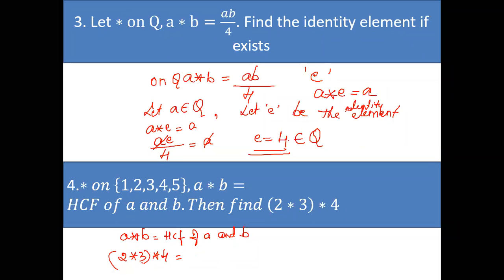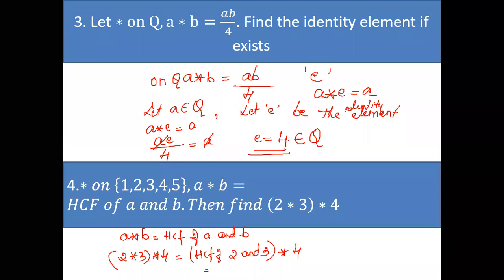First you apply the definition to the term inside the bracket, that is 2 star 3. According to the definition, A star B means HCF of A and B. So it should be HCF of 2 and 3, star 4. What is the HCF of 2 and 3? Highest common factor. It's not LCM. I'm asking HCF.